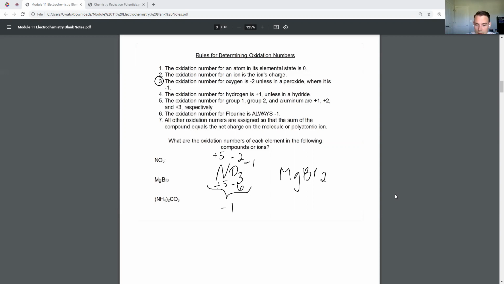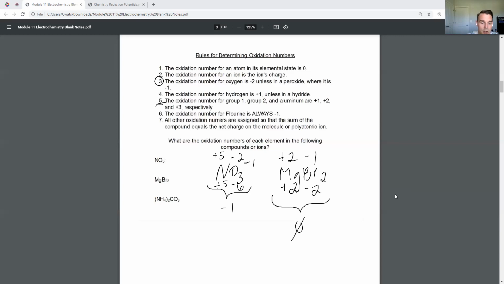Okay, magnesium bromide. I know it needs to add up to 0 because it's a neutral compound. There is a rule for magnesium: the oxidation numbers for group 1, group 2, and aluminum are +1, +2, and +3 respectively. Magnesium is in the second group, so that's +2. There's 1 of those, that's +2. This has to be -2 to give me 0. There are 2 of those, so each one is going to be -1.